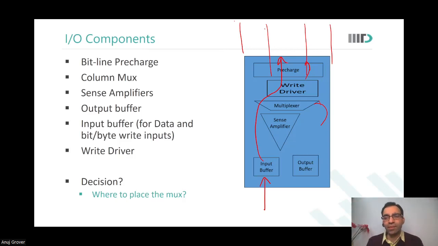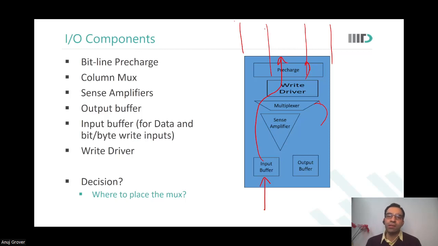Sir, if the sense amplifier is placed after the multiplexer, then it can be a case where the performance can be hit. If the sense amplifier is placed before the multiplexer, the performance improves, but we'll have a large number of sense amplifiers, one for each bit line. Wow, very good. So what Ranjit is saying is that if you place the sense amplifier or the write driver below the multiplexer, you have only one write driver and one sense amplifier for all the bit lines coming onto that mux.